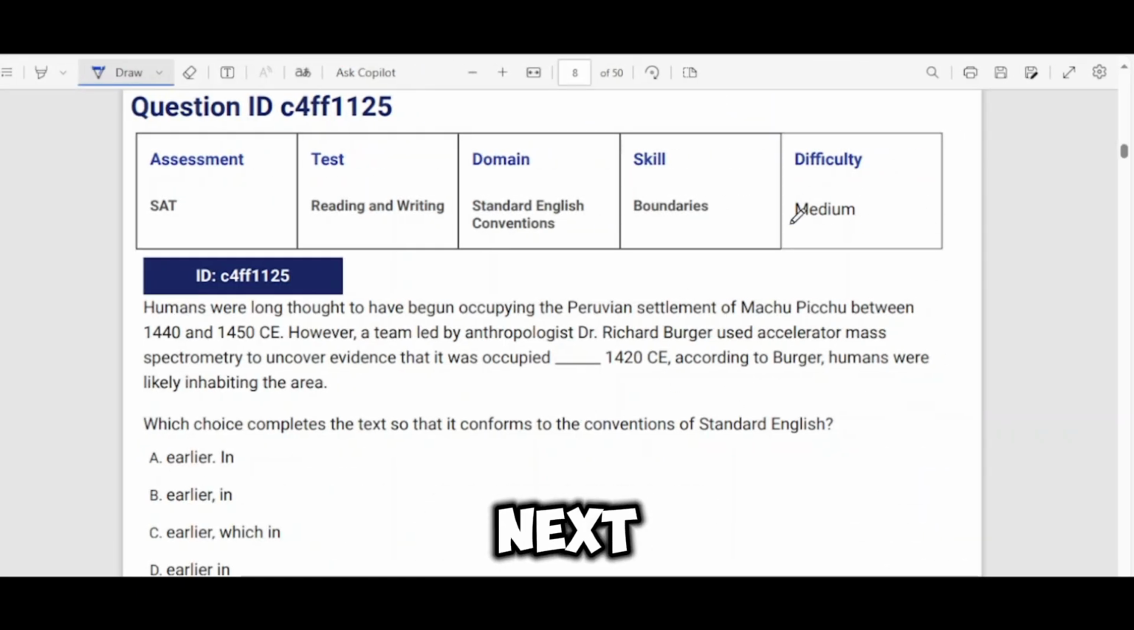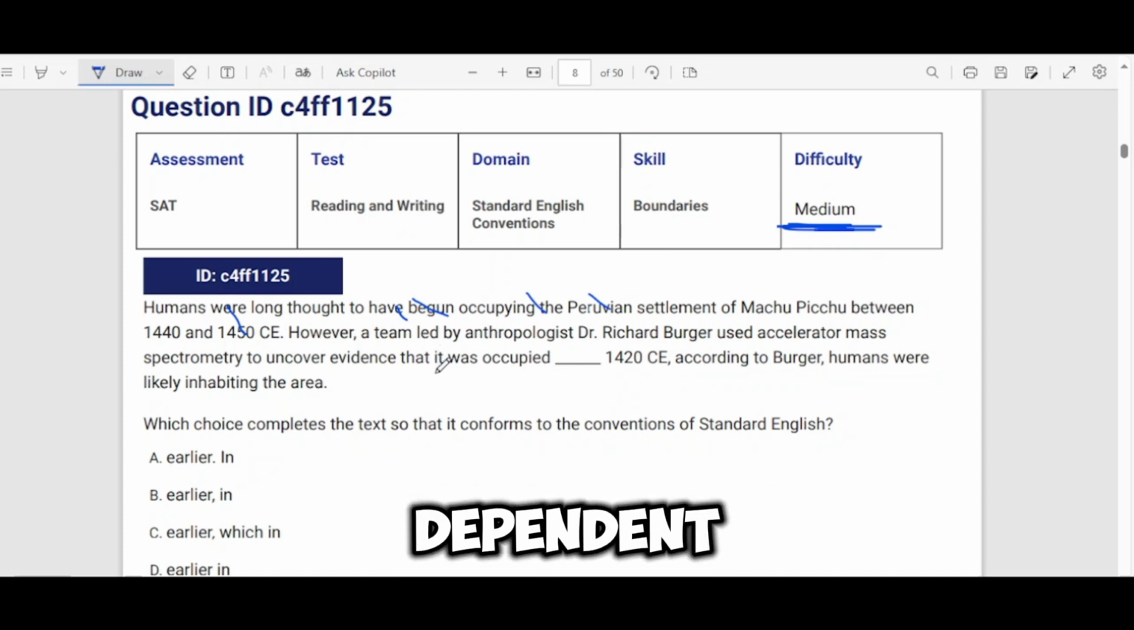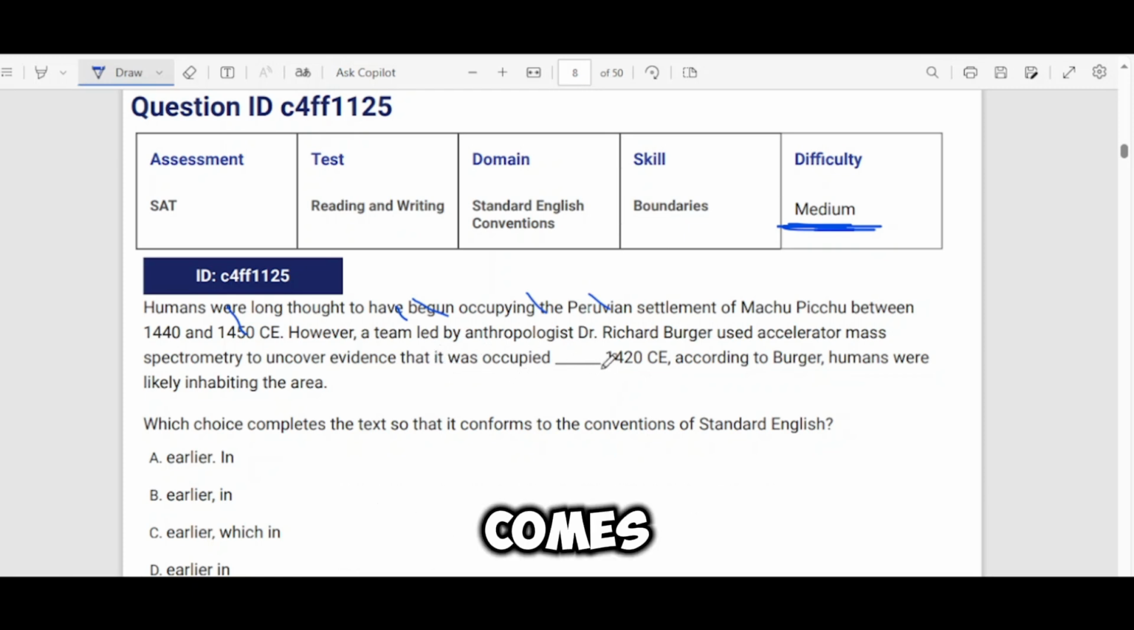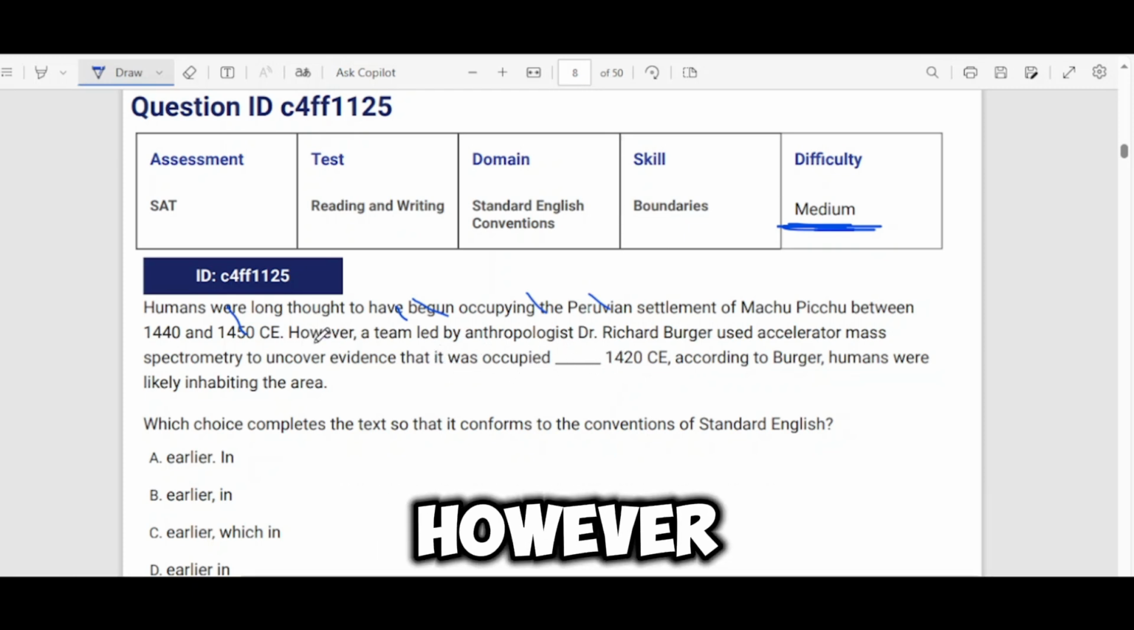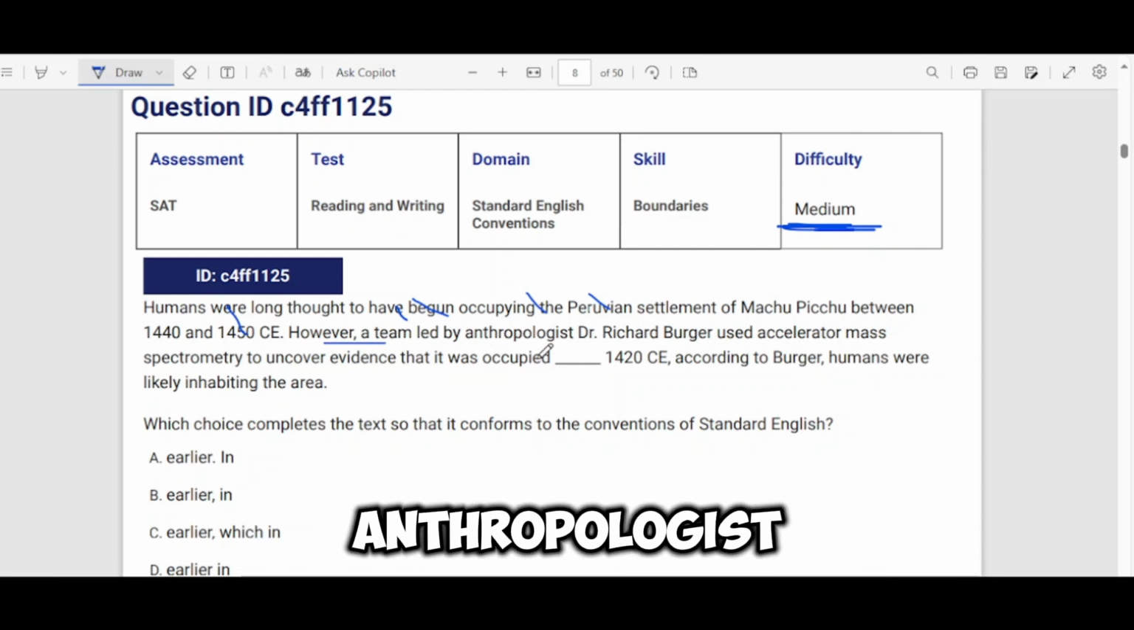Alright, so moving on to the next example, our medium difficulty one. "Humans were long thought to have begun occupying." Okay, so I'll give you a big piece of advice here: don't even read the first sentence if there's a full stop, because it isn't going to help us decide the type of sentences before and after the blank. Our main aim here is to decide what type of clause, dependent or independent, comes before the dash and after the dash. Alright.